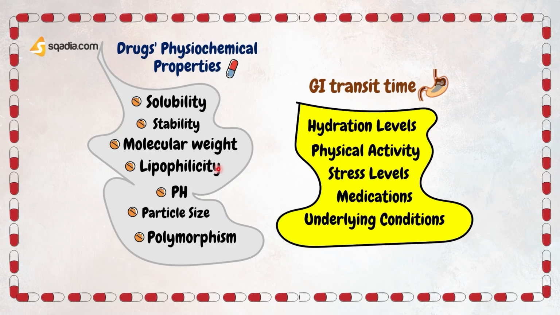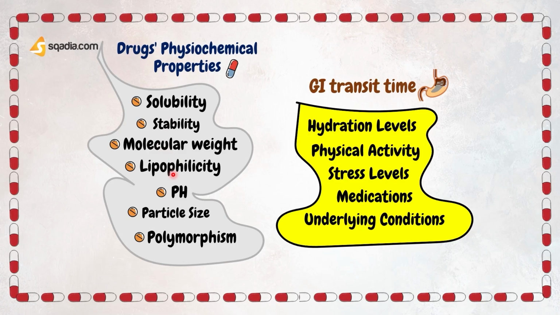Next we have drug physiochemical properties, which include solubility, stability, molecular weight, lipophilicity, pH, particle size, and polymorphism. Let's take a quick recap of all these factors. Solubility is the ability of a drug to dissolve in a particular solvent. It affects the drug's absorption, distribution, and elimination. Stability refers to the ability of a drug to maintain its chemical and physical properties over time. It is for ensuring that the drug remains effective and safe throughout its shelf life.